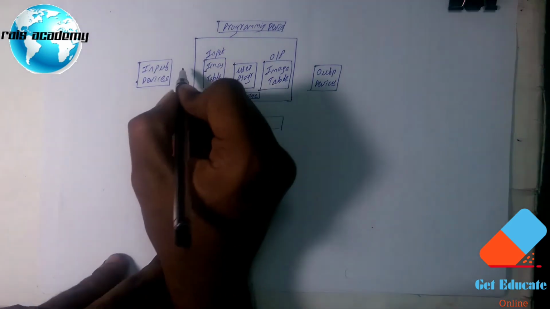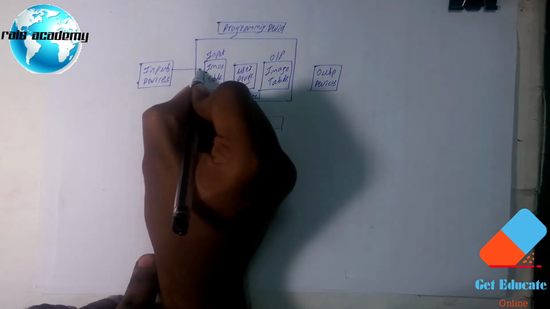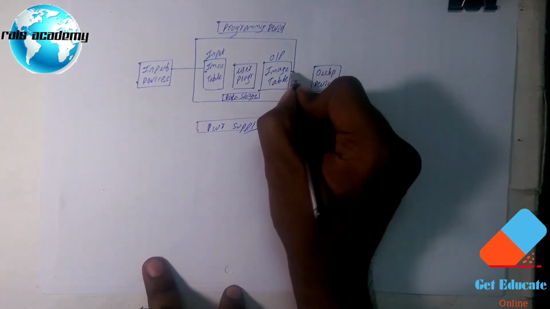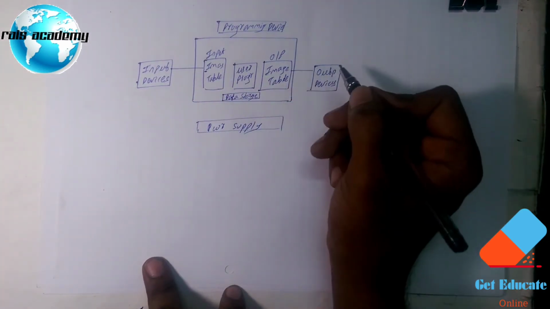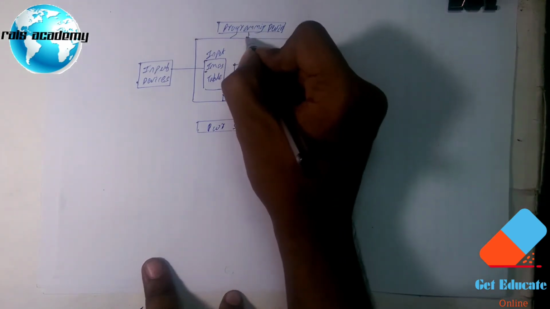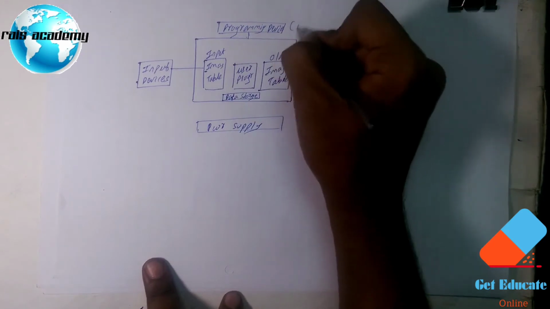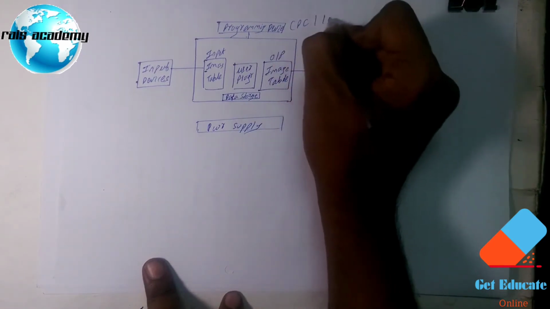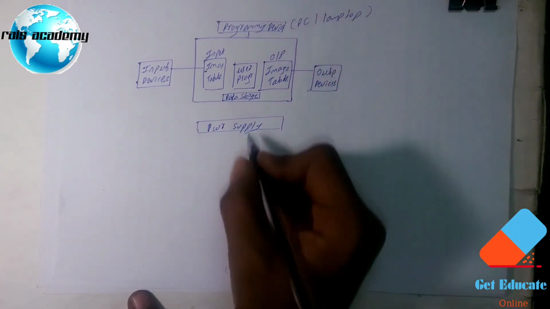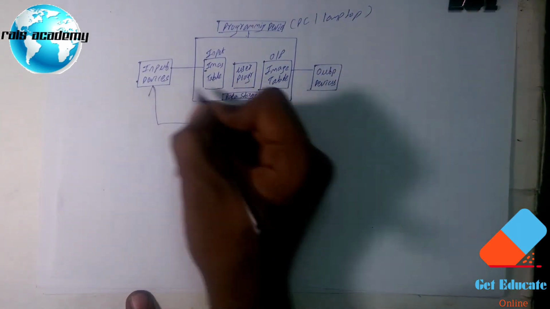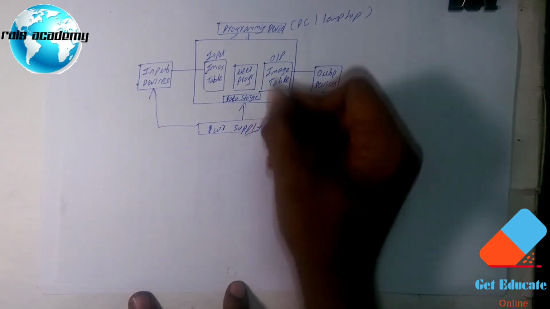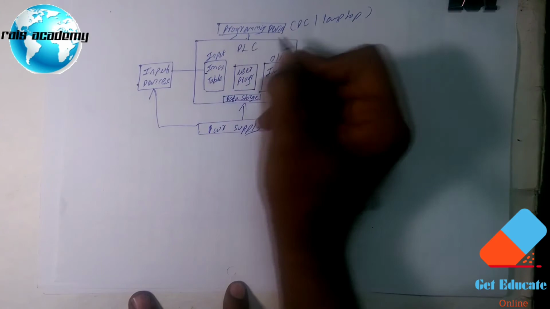Okay, so these input devices are connected to input image tables, and output devices are connected to output image tables. Programming devices may be a PC or laptop. Power supply is given to all these things. This is PLC.